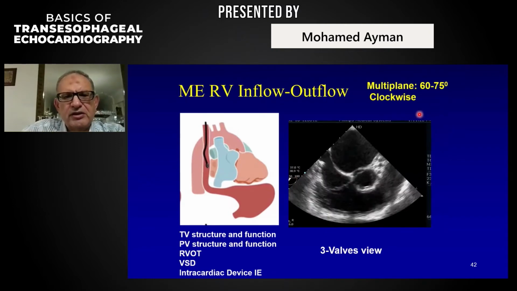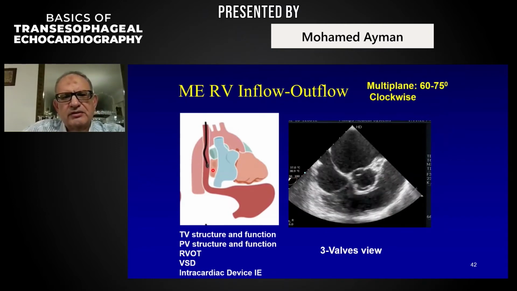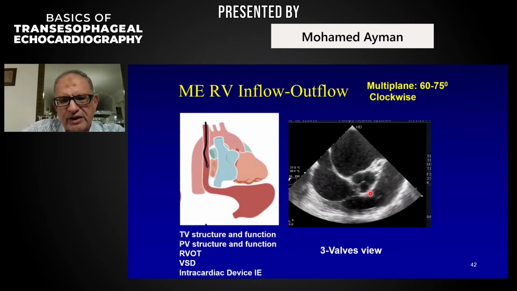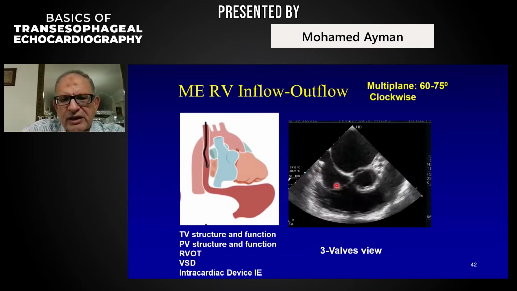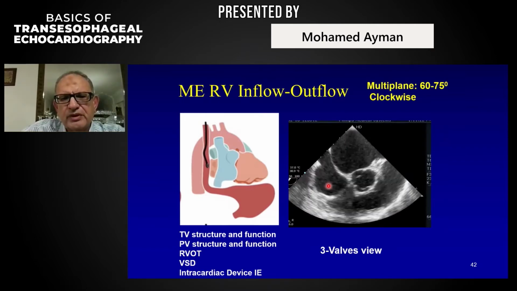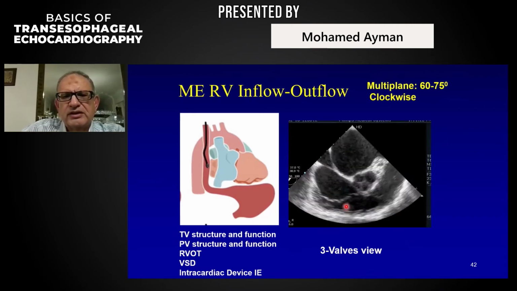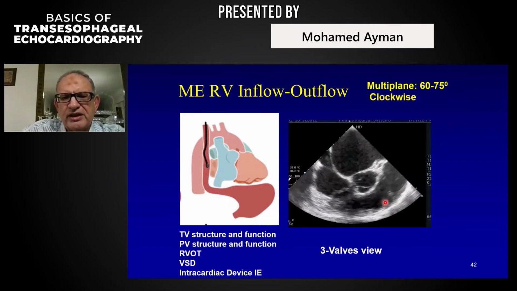At 60 degree, still in the mid-esophagus. Short axis view of the aorta at around 60. By doing some clockwise rotation, you can bring the tricuspid valve in view. We call this view three valves view. You can see the aorta in the middle. Here is the tricuspid valve, and close to the aorta, this is the pulmonary valve.